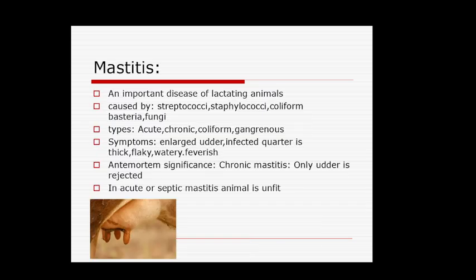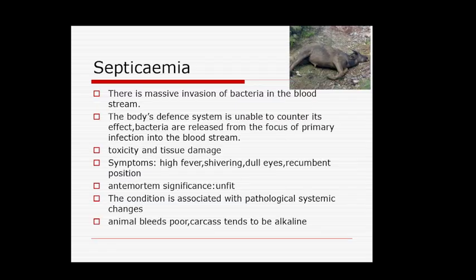Then we have mastitis. Mastitis is an important disease of lactating animals caused by streptococci, staphylococci, coliform bacteria, and fungi. The types are acute, chronic, coliform, and gangrenous. Symptoms are enlarged udder, and the infected quarter secretion is thick, flaky, watery, with fever. The antemortem significance: in chronic mastitis, only the udder is rejected. In acute or septic mastitis, the animal is unfit.